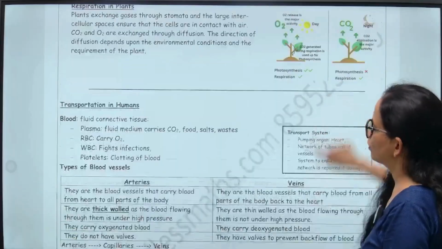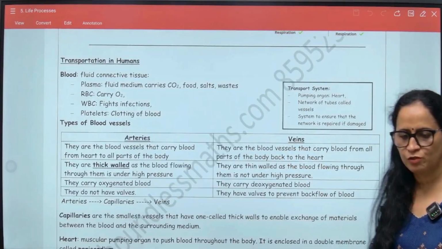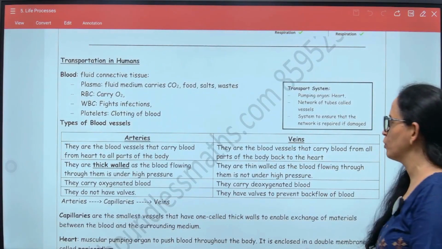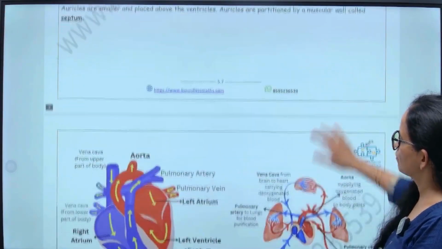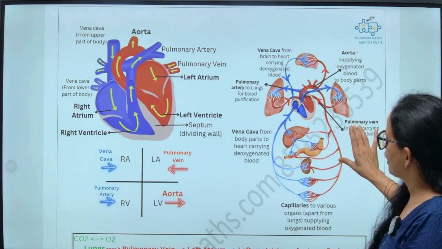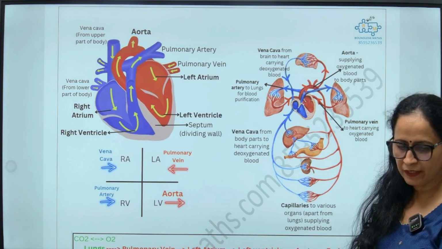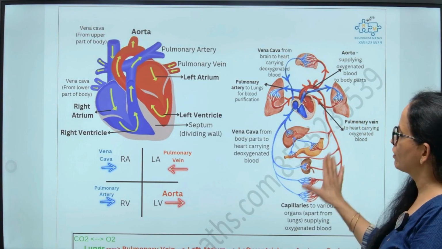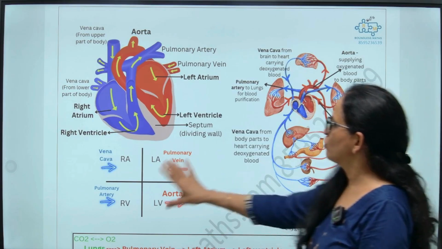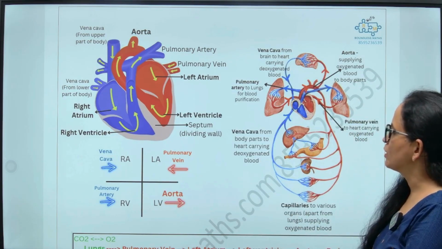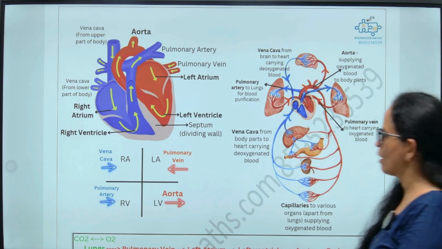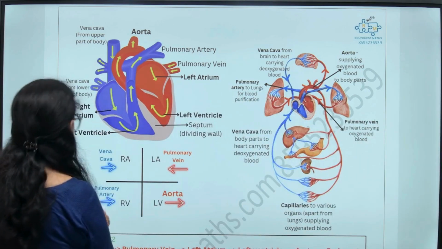Thereafter, in the third video, we talked about transportation system. What is transportation system and why do we need it? So we looked at the differences between arteries and veins and the entire transportation process in human beings. So I hope you have revised this thoroughly. You have drawn this diagram wherein blood comes into the heart through the veins and goes out through the arteries.